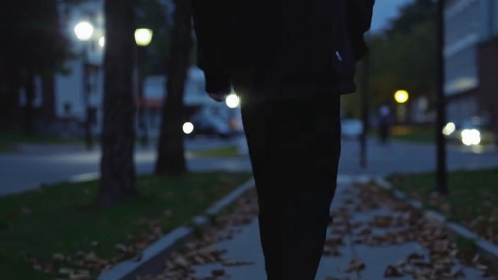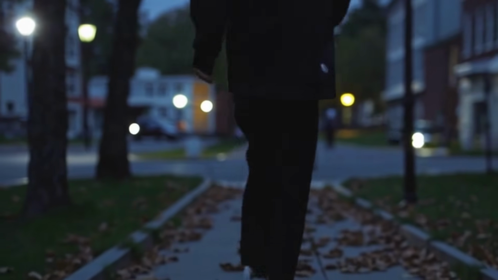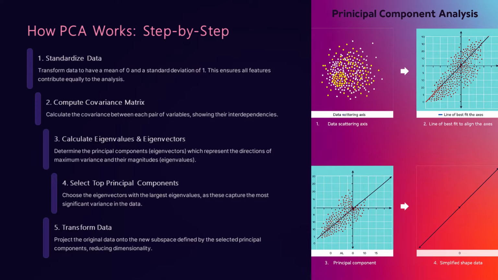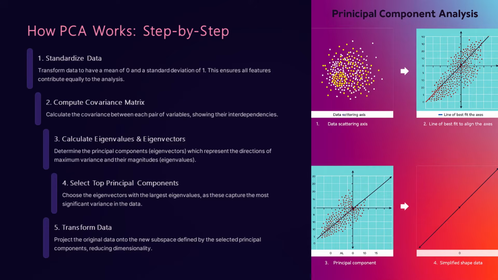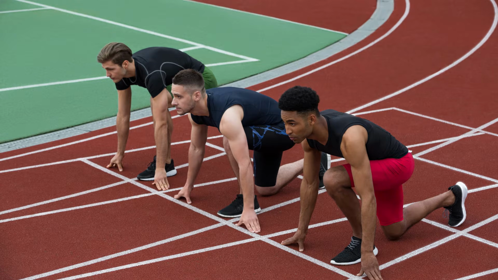Let's walk through exactly how PCA transforms your data. Think of this like following a recipe. We'll go through each step carefully. First, we standardize the data. This means adjusting all variables to the same scale so that one feature doesn't dominate just because it happens to have larger numbers. It's like giving every player in a game the same starting point.